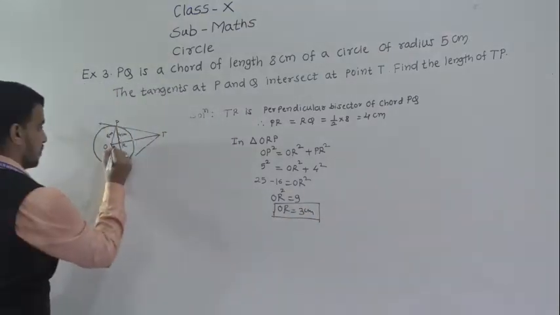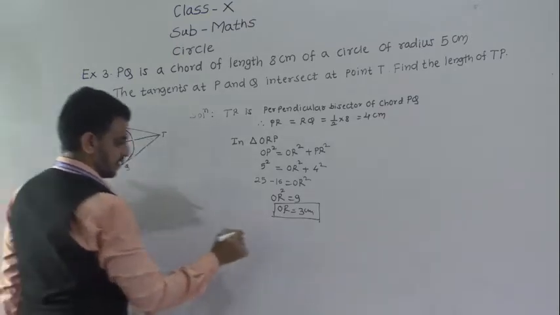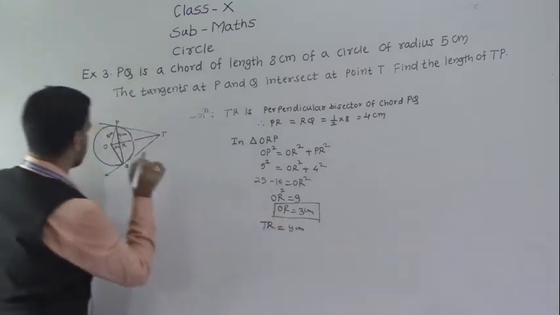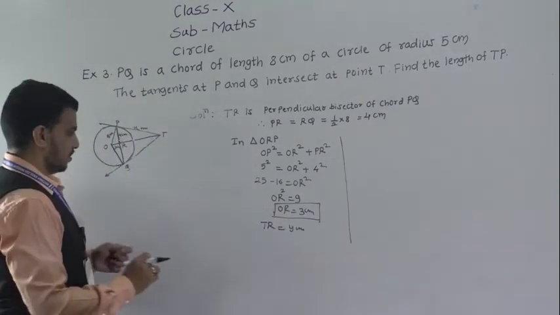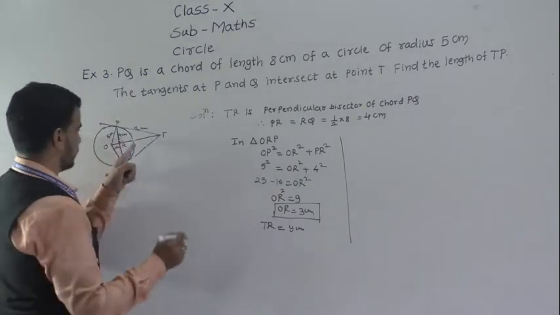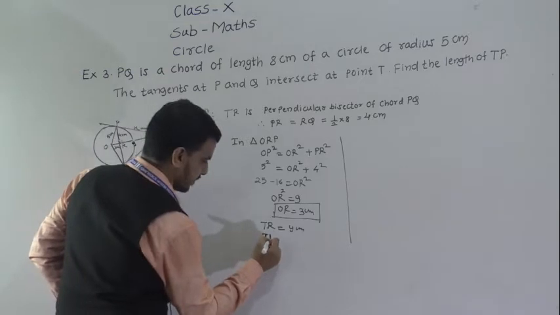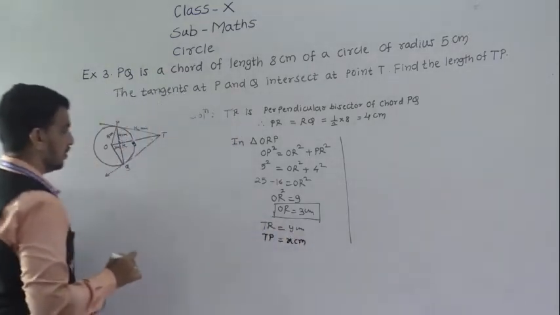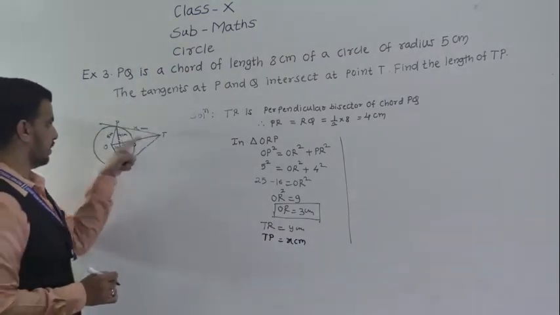Now here this OR is 3 cm. Suppose TR is y cm and TP is x cm. So TR is equal to y cm, TP is equal to x cm. Now we have to use Pythagoras theorem in triangle TRP.